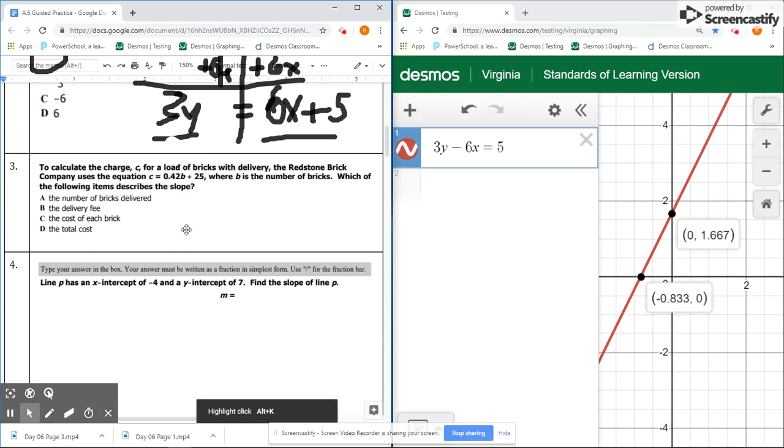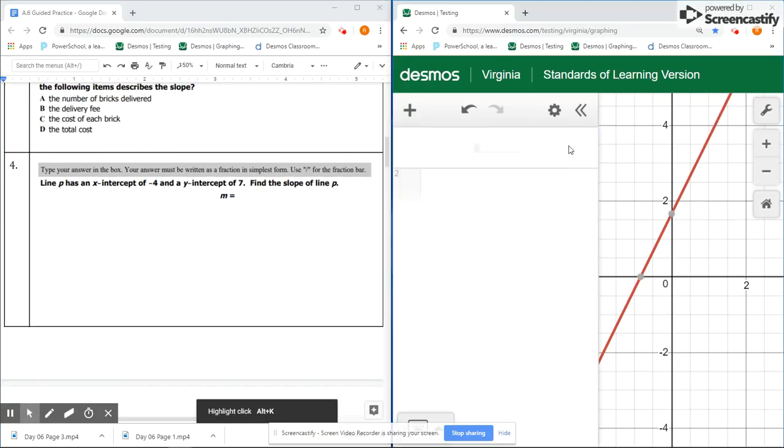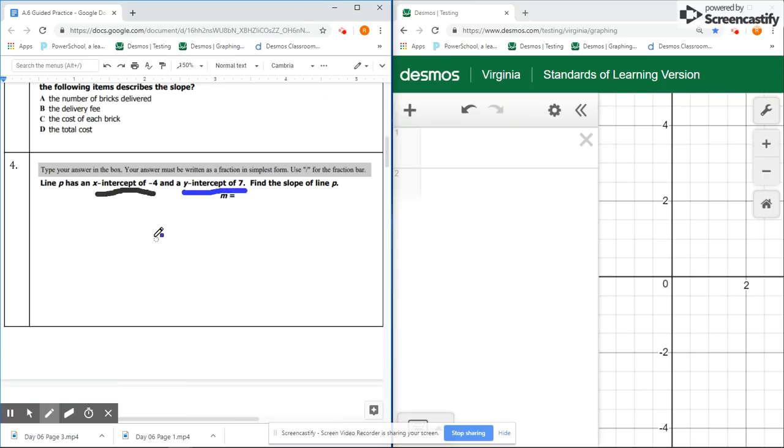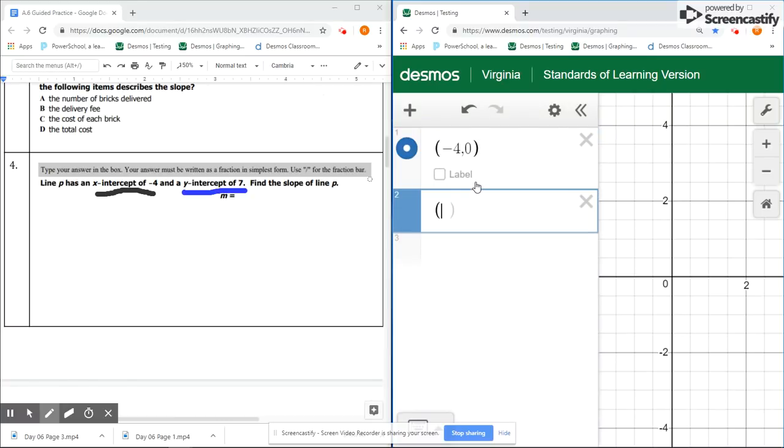All right, and the last one we'll do together is number 4. Line P has an x-intercept of -4 and a y-intercept of 7. Find the slope. Okay, so I'm going to type in my x-intercept. I have -4, 0. And my y-intercept is 7, so that's 0, 7.